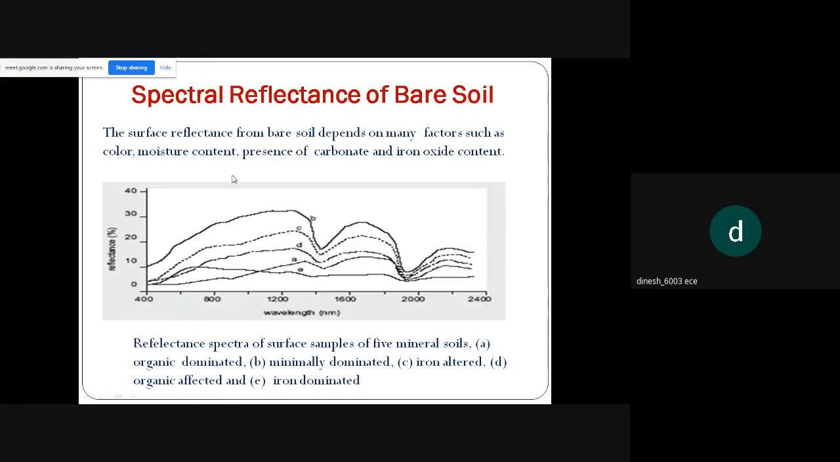So depending upon the values or reflections, we can find the amount of moisture, the amount of carbonates, the amount of iron oxides, or the colors of the bare soil. So the spectral reflectance curve plays a major role in remote sensing.